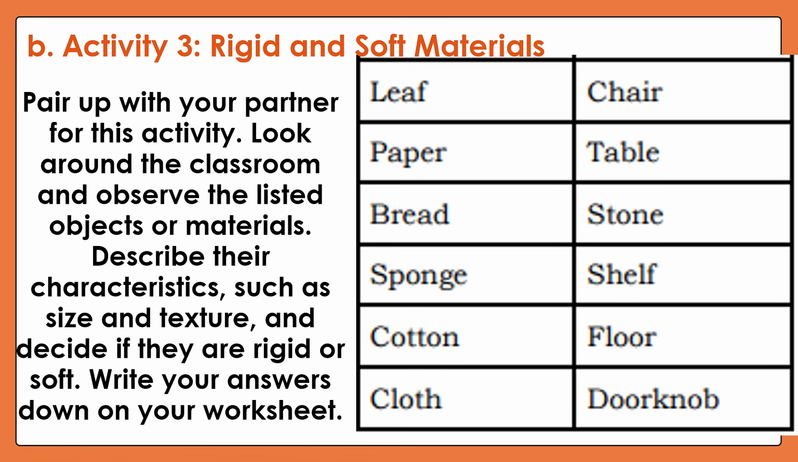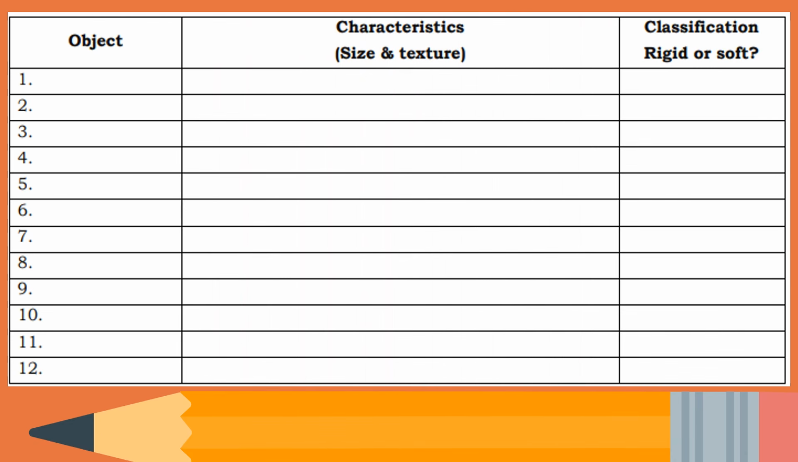Here are the example words that you can have: leaf, chair, paper, table, bread, stone, sponge, shelf, cotton, floor, cloth, doorknob. Write your answer in this table.